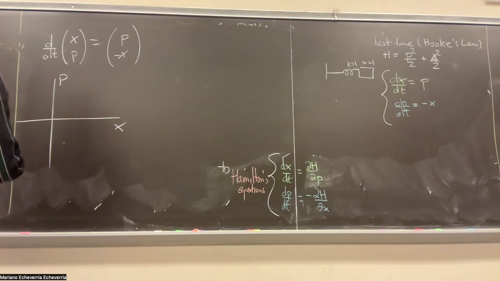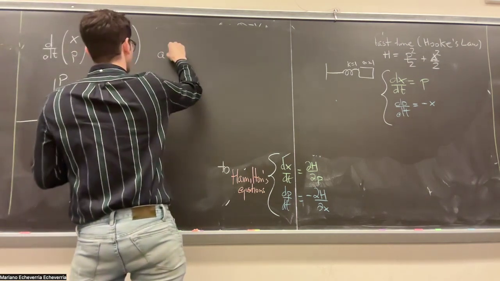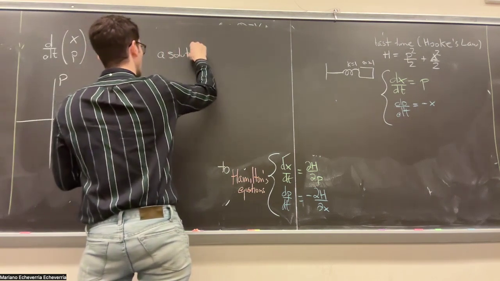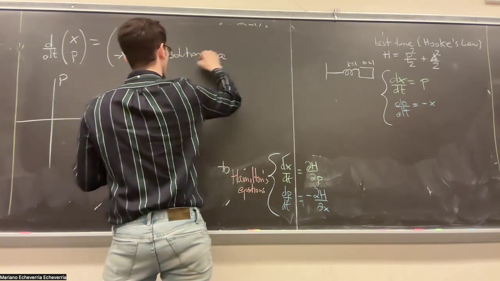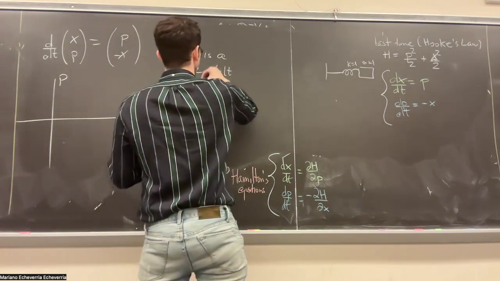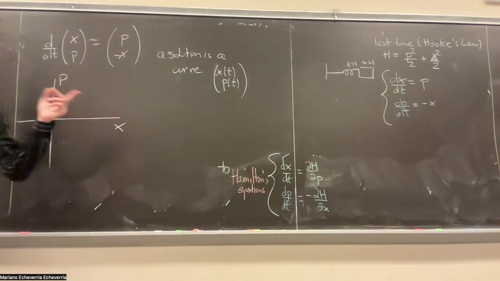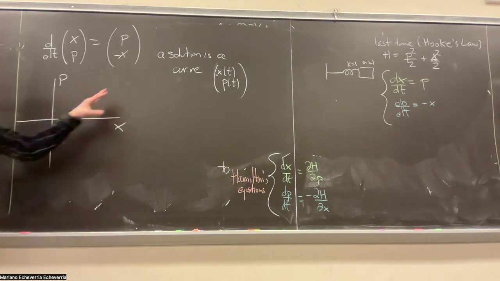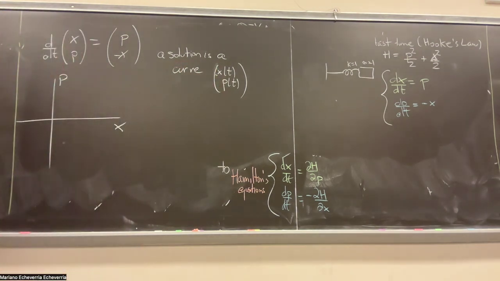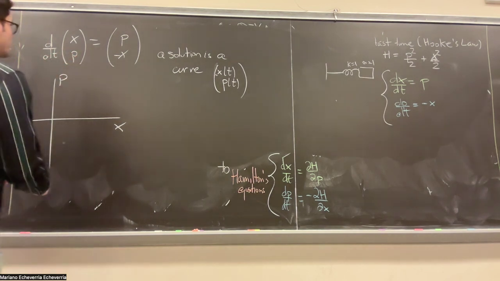So what does this mean? The solution is going to be a curve x of t, p of t in phase space. So the point is that solving the equations means finding x and p as a function of time. So you get a curve in phase space, right? So what would this be? This is kind of like the tangent vector to the curve, right? It's the time derivative, so it's like the velocity vector of the curve, or the tangent vector.